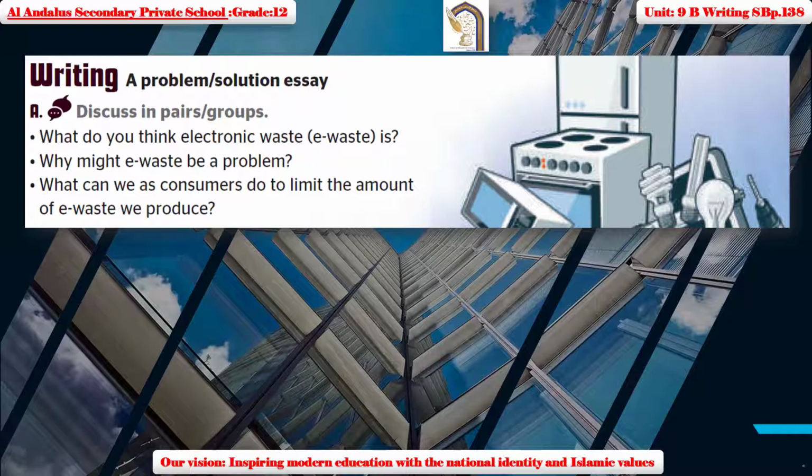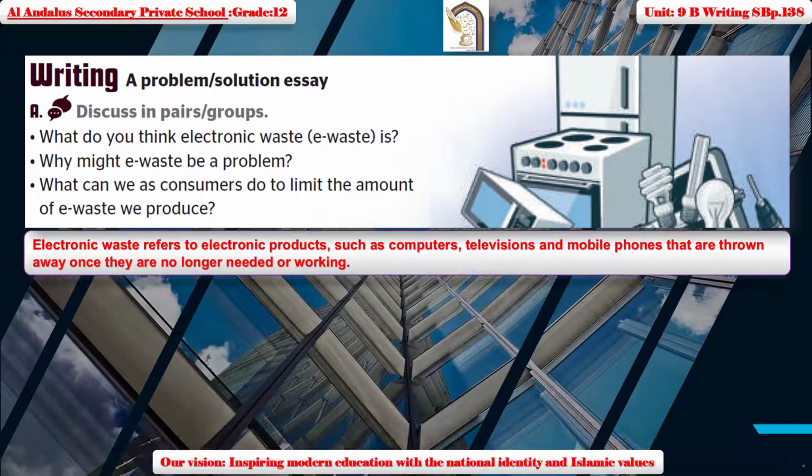That's right, this is a suggested answer for the first question. Electronic waste refers to electronic products such as computers, televisions, and mobile phones that are thrown away once they are no longer needed or working. Question 2. Why might e-waste be a problem?